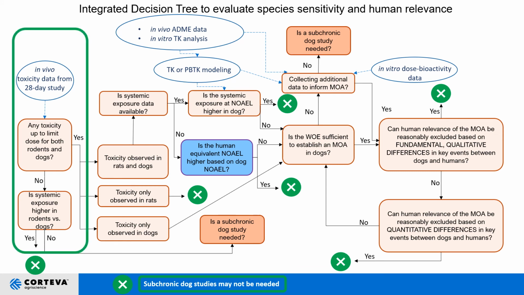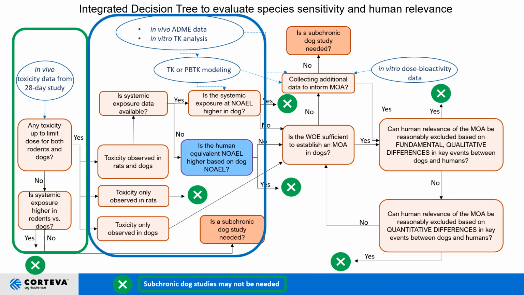The herbicide case example discussed today is represented in this area on the far left of the decision tree, in which there is no toxicity observed and the rat has higher systemic exposure, indicating a subchronic dog toxicity study is not needed. However, for other scenarios, there are additional questions to consider.